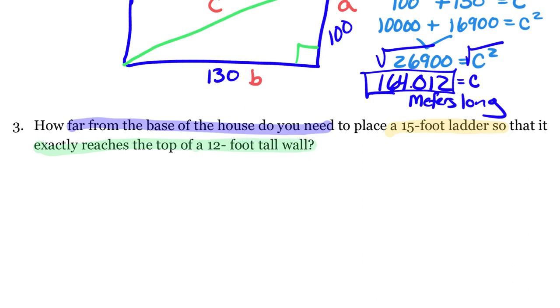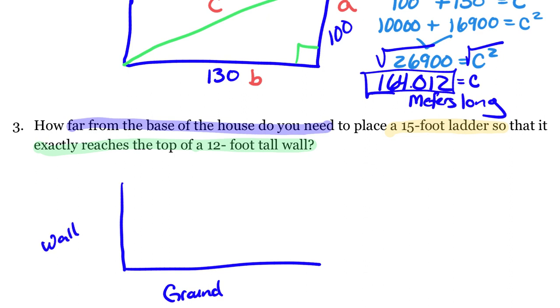So draw a picture. Always draw a picture if you can. It will help. So here I have a wall, the ground, wall. So the top of the wall is right here, and we know that is 12 feet. Okay, that part we did. We also know that we have a 15-foot ladder, okay? So it's the ladder from the top of the wall down. This is going to be 15 feet. We know that. What we don't know and what we need to solve for is how far away it is going to be on the ground.